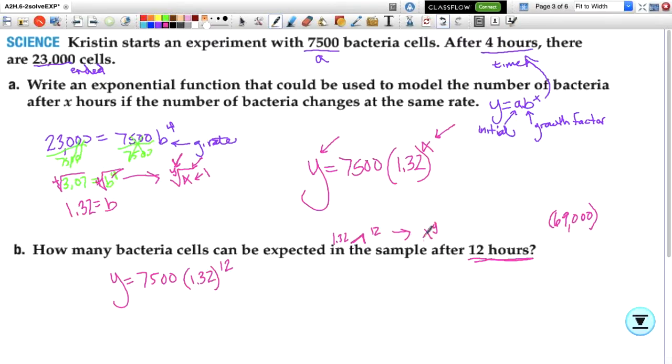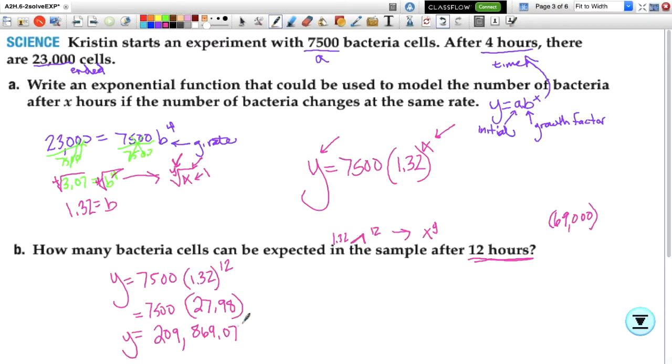So I'm going to type in 1.32. I'm going to press my X to the Y power button, and then I'm going to type in 12. And I get 27.9825. I'm going to round it to 27.98. I'm going to take that and I'm going to times it by my 7,500. And I get 209,869.0699. So I'm going to put 0.07.